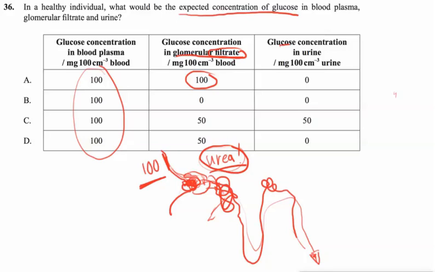double check. In the end here, glucose concentration in the urine, I told you if everything's reabsorbed properly, and they did say in a healthy individual, not someone who's messed up, then it should be zero glucose in the actual urine. So by looking at all the options that are available here, the correct answer should be A.